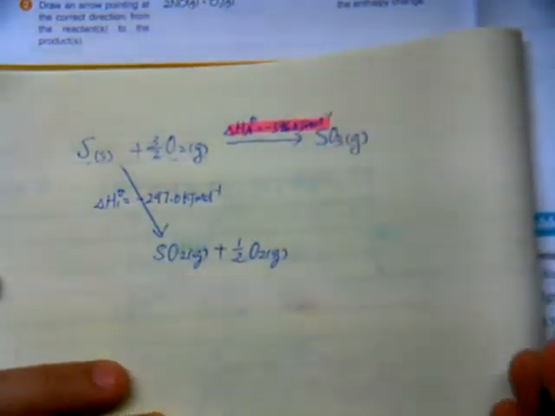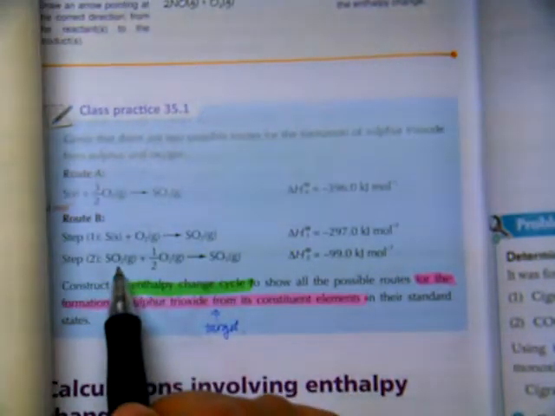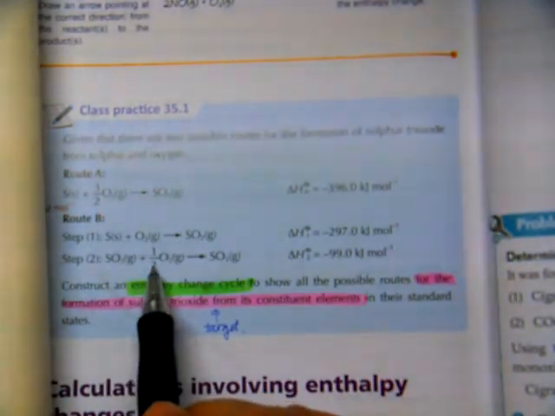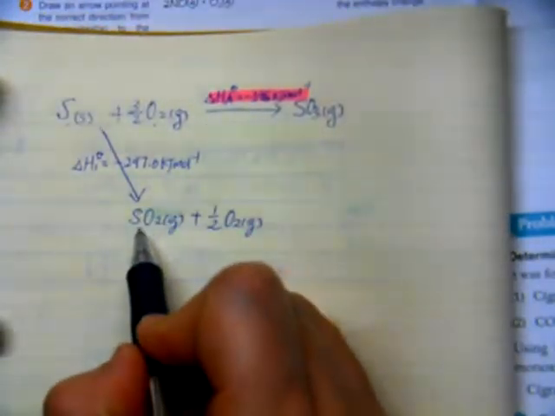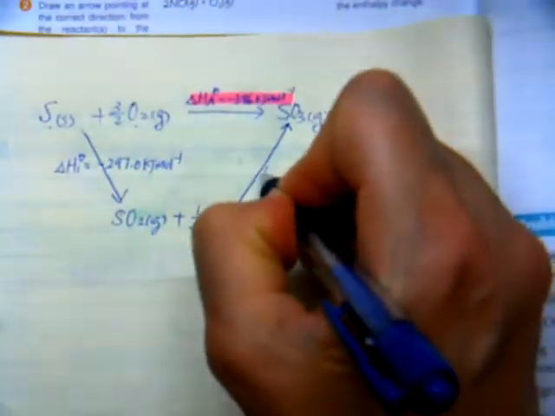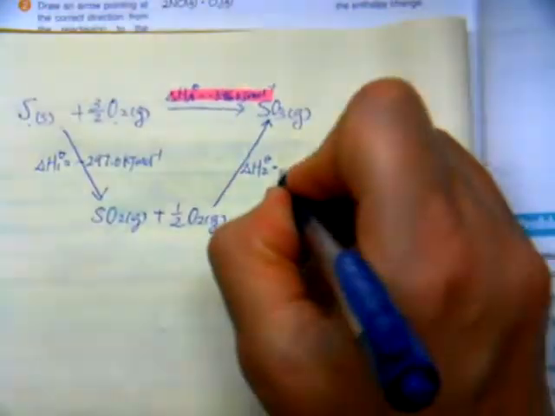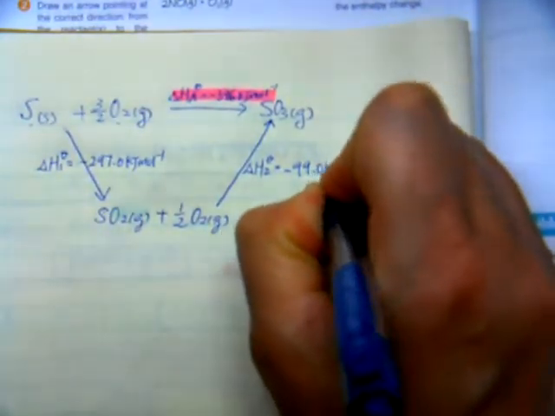Okay, then next, route B. We have SO2 react with half O2 to form SO3. Now, this is the second step. So point it upwards. This second step has a value of negative 99.0 kJ per mole. I highlight these two in green so that you can see that they belong to route B.